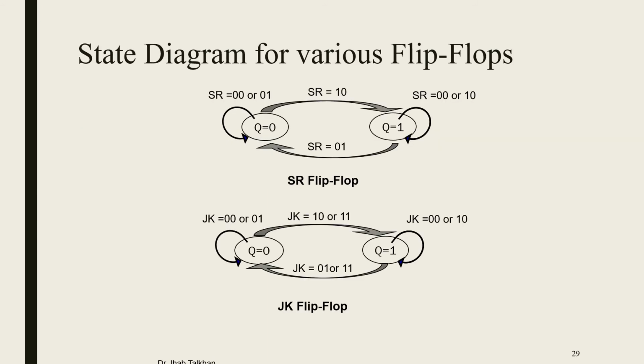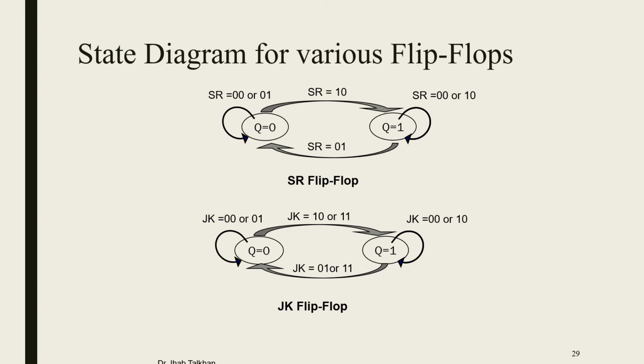Besides the use of the state table and the equations and all that is representing a sequential circuit, we are going to give you another solution for the sequential circuit, which is the state diagram. State diagram for various flip-flops. As you can see in this slide, we have two flip-flops, the SR flip-flop and JK flip-flop, and as you know, for one flip-flop, we have only two states, either Q equal to 0 or Q equal to 1. So I have one circle for Q equal to 0 and another circle for Q equal to 1. And then we have a directed arrow which will show you the transition.